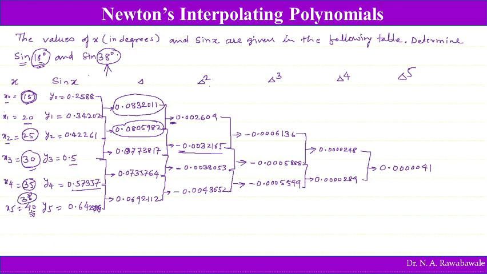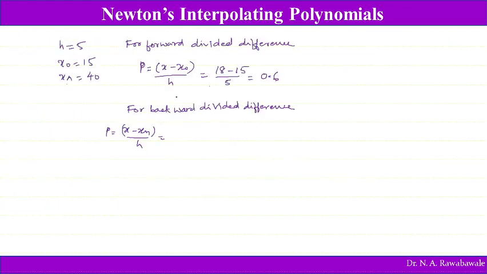38 lies between 35 and 40, so we have to use backward divided difference. Earlier, 18 was between 15 and 20, so we used forward divided difference. Okay, so now the x value is 38, minus 40, divided by h, which is 5, which is equal to minus 0.4. So now the p value is known.